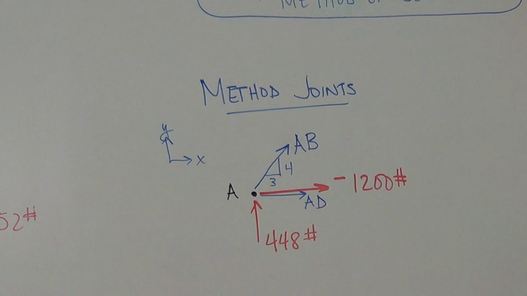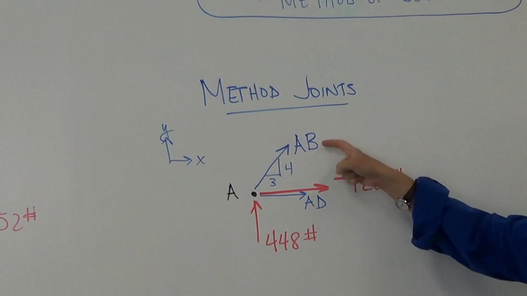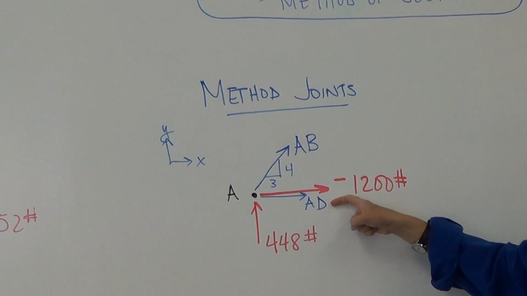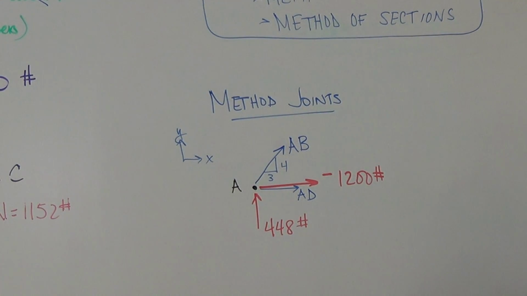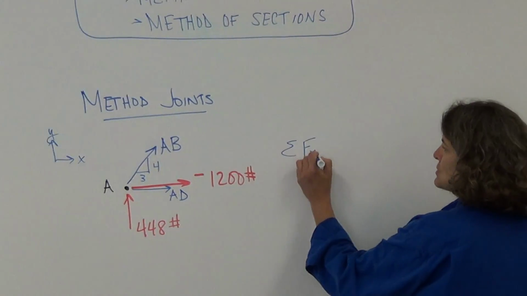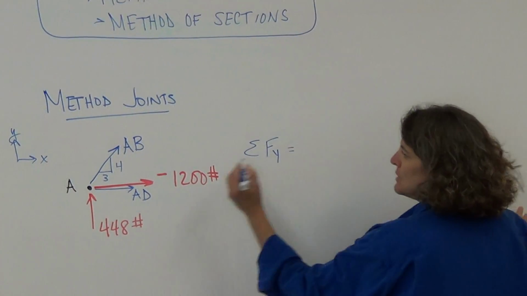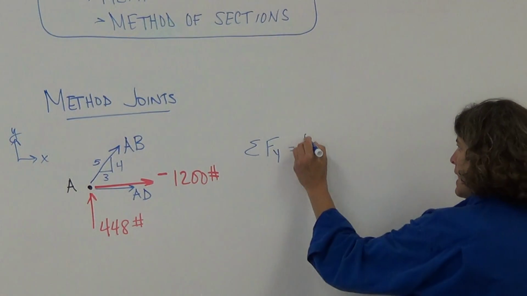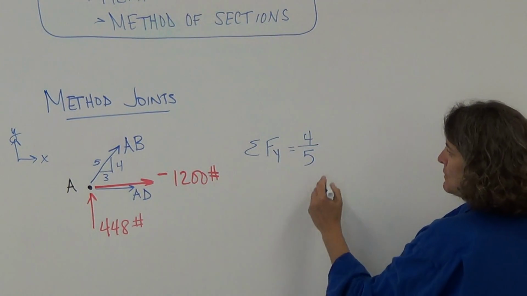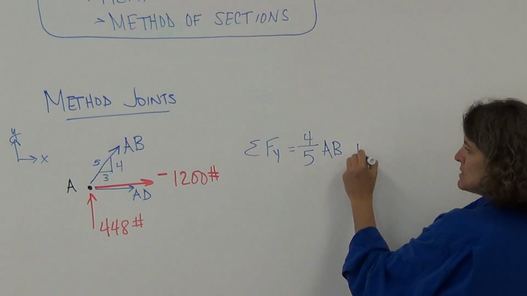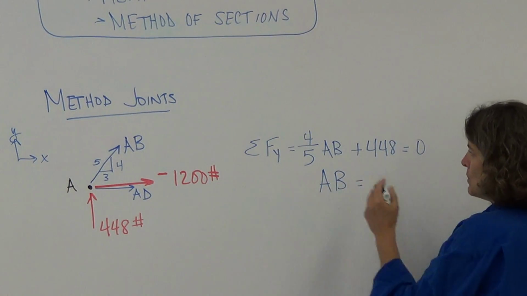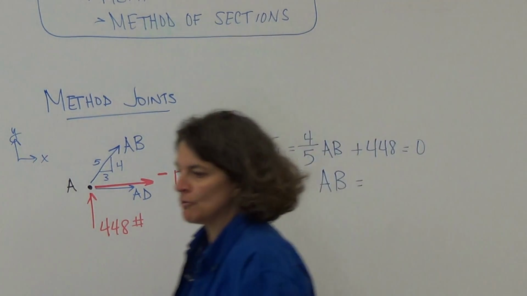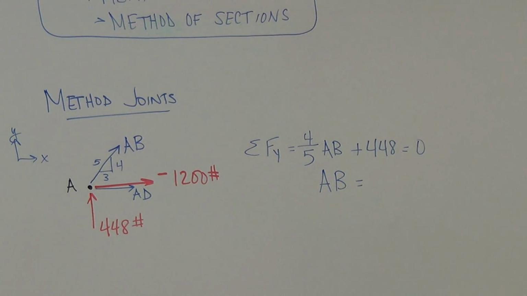So, which equation do you want to do first? Sum of the forces in the X or sum of the forces in Y? Well, if you do sum of the forces in the X, you're going to get 2 unknowns, so don't do that one. But if you do sum of the forces in the Y, you're only going to have the part of AB. So let's do that one first. Sum of the forces in the Y equals, this is a 3, 4, 5 triangle, right? And the Y component is 4/5 of AB plus 448 equals 0, and in the end, AB equals 5/4 of 448. I'm going to go get my calculator. Put it on pause. Okay.